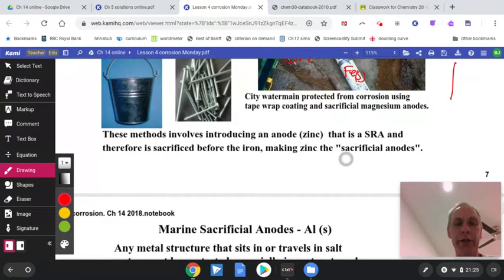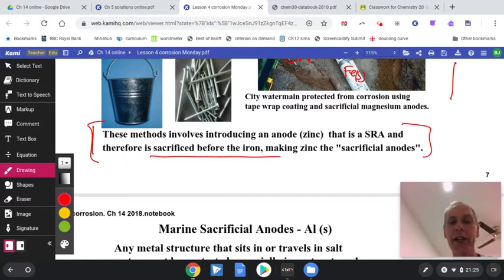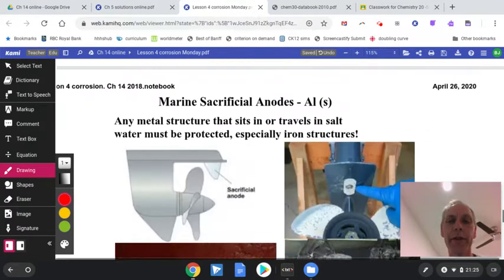Okay. Oh, yes, there's our term. So this is a summary of both of those methods, galvanization and cathodic protection. I'm just going to finish off the video showing you some interesting examples of this.